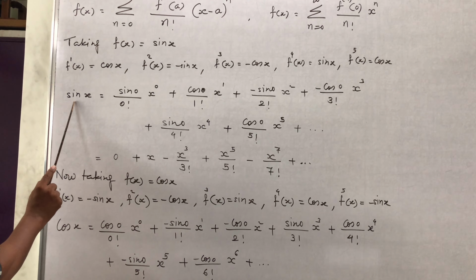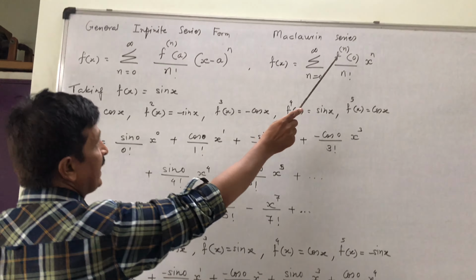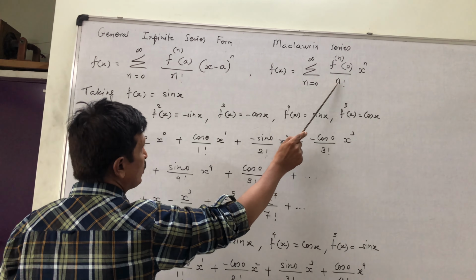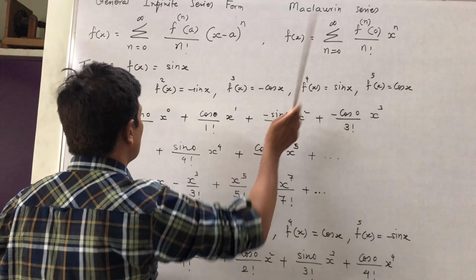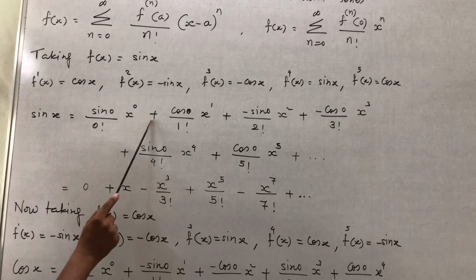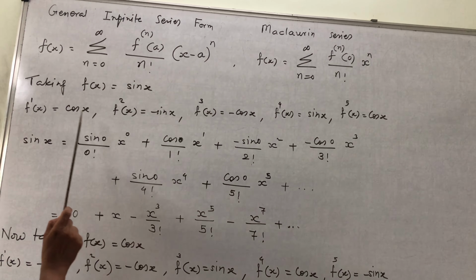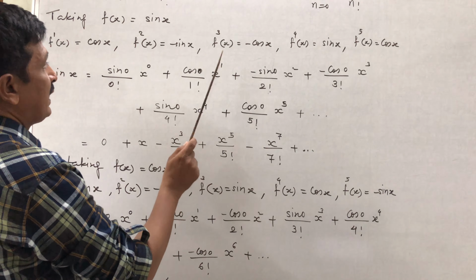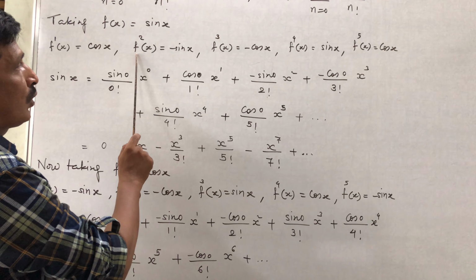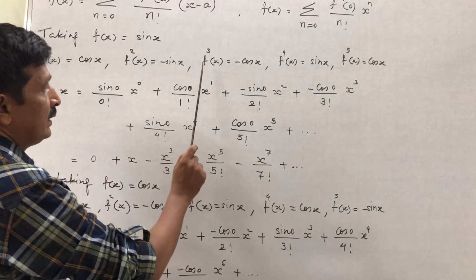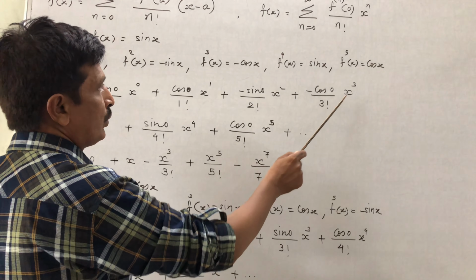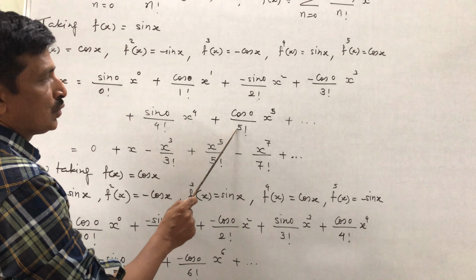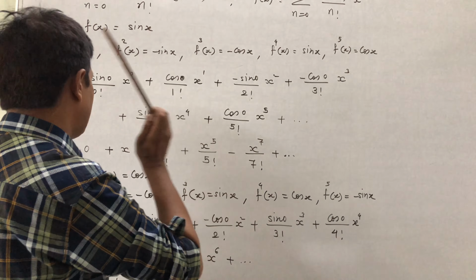So sin x equal to the first term, taking n equal to 0, that is no derivative. So sin 0 upon 0 factorial into x raised to 0. This is the first term. Plus f1 of 0, but f1 is cos x, so cos 0 upon 1 factorial into x raised to 1. Then f2 of 0, so minus sin 0 upon 2 factorial into x square. f3 of 0, minus cos 0 upon 3 factorial into x cube. f4 of 0, sin 0 upon 4 factorial into x raised to 4. f5 of 0, cos 0 upon 5 factorial into x raised to 5, and so on, infinite terms.